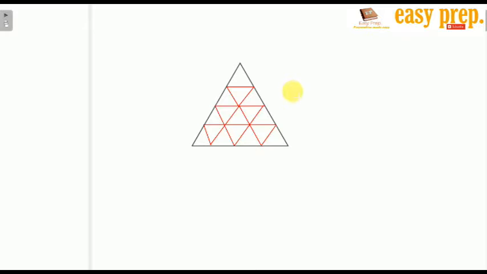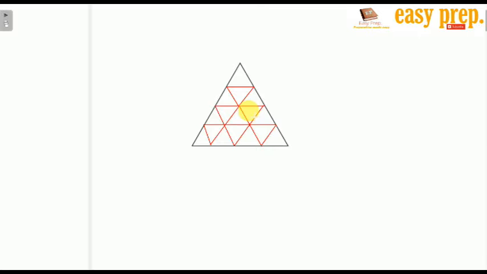Most of our SSC or any state PSC examinations will come across this kind of figures, friends. It will be very time taking if you go on counting the individual triangles. Initially it will look easy, friends, while counting the individual numbers, but as you go on it will be very complicated and very confusing. You will be counting the same triangles twice, or you might be missing some triangles.